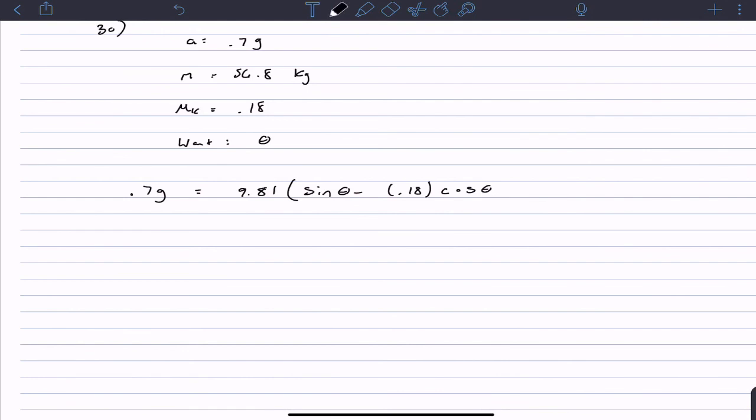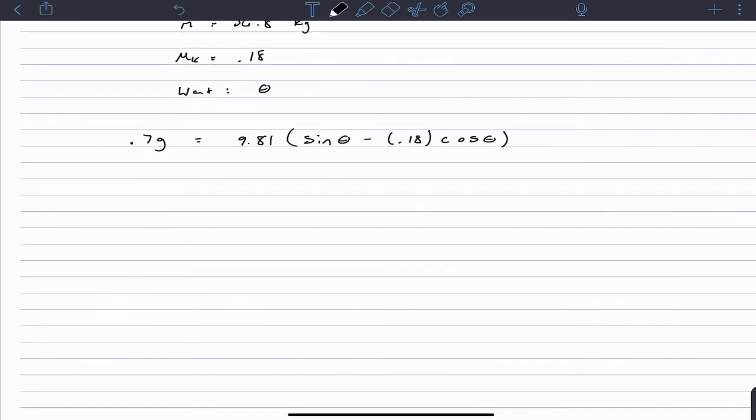Times cosine theta. So the general idea here is that it's going to be incredibly difficult to solve for theta, because these are coupled, right? We have sine theta and cosine theta together, so that's going to be pretty tricky to do analytically. One thing we can do here, 0.7 is equal to, okay, so now we don't need g anymore. We just get rid of that entirely, right? Cosine theta, that's fine.